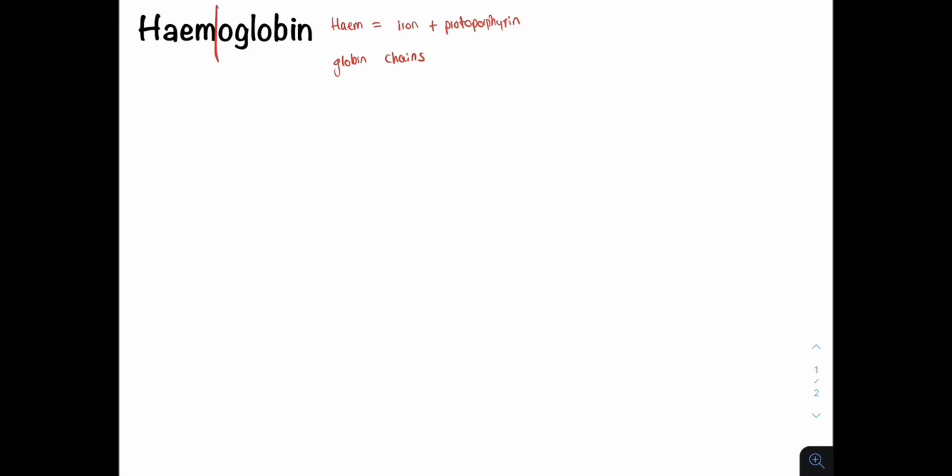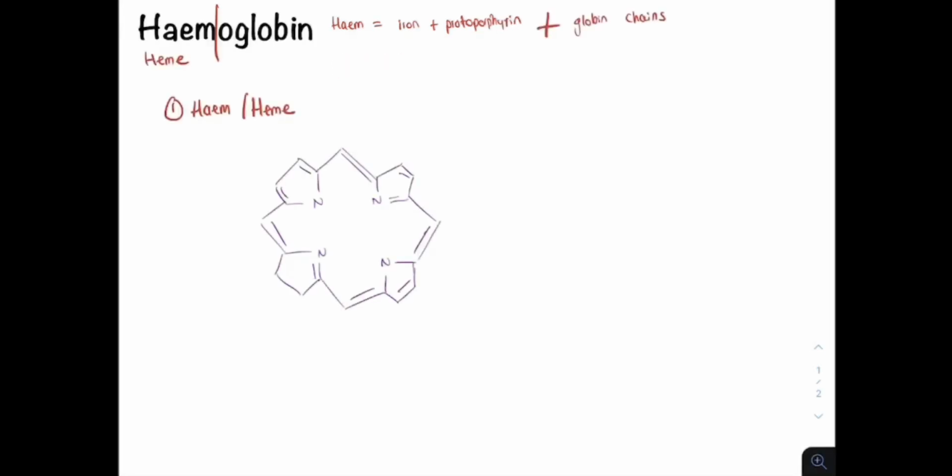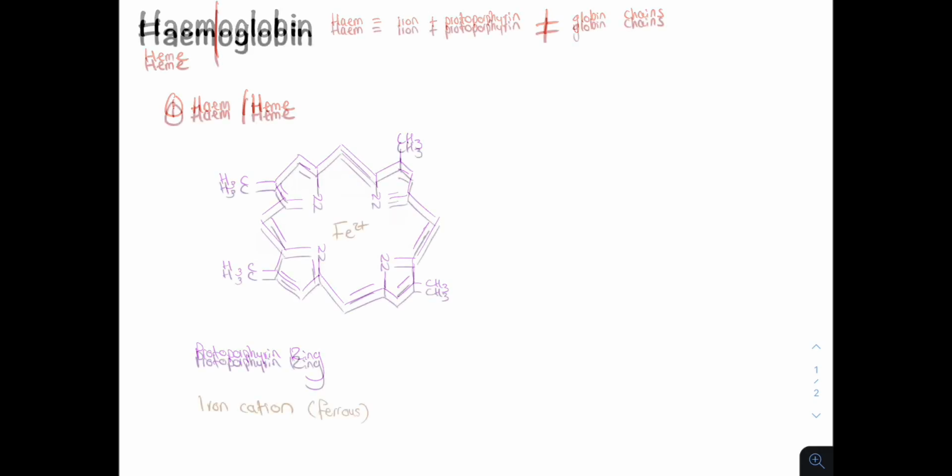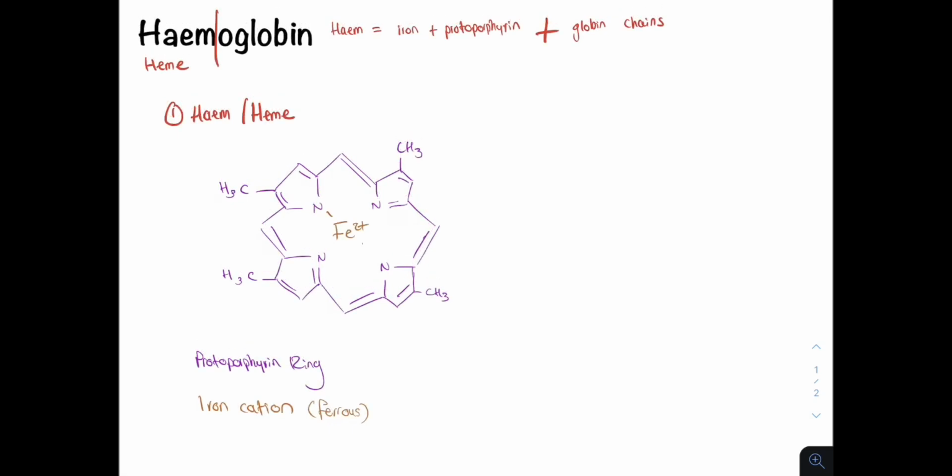So if we draw this out, we'll start off with the protoporphyrin rings. I won't go into the detailed chemistry here as it's not relevant to this series, but generally the ring is composed of four rings, each with a nitrogen atom and four carbon atoms, and these are all joined together. This here is known as a skeletal structure. I didn't draw every carbon atom, but all we need to know is that this is a protoporphyrin ring. In the middle of the protoporphyrin ring, we have the ferrous ion, Fe2+, and this is what binds and carries oxygen in circulation.